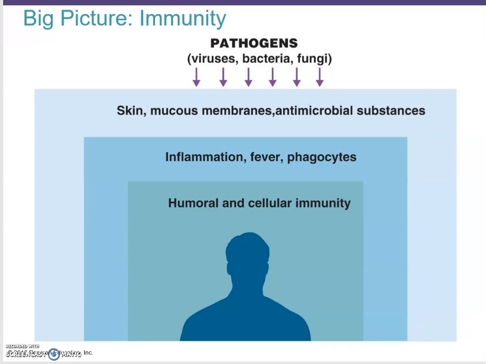should think of the immune system as a three-tiered system, and we have sort of these physical barriers, which are represented by skin, mucous membranes, antimicrobial substances. And then we have our second line of defense. That would be inflammation, fever, phagocytic cells, such as macrophages and neutrophils. And then we have humoral and cellular immunity, and that hinges entirely on your lymphocytes.